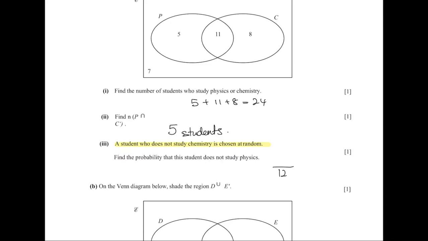Find the probability that the student does not study physics. Does not study physics would be 7 students.